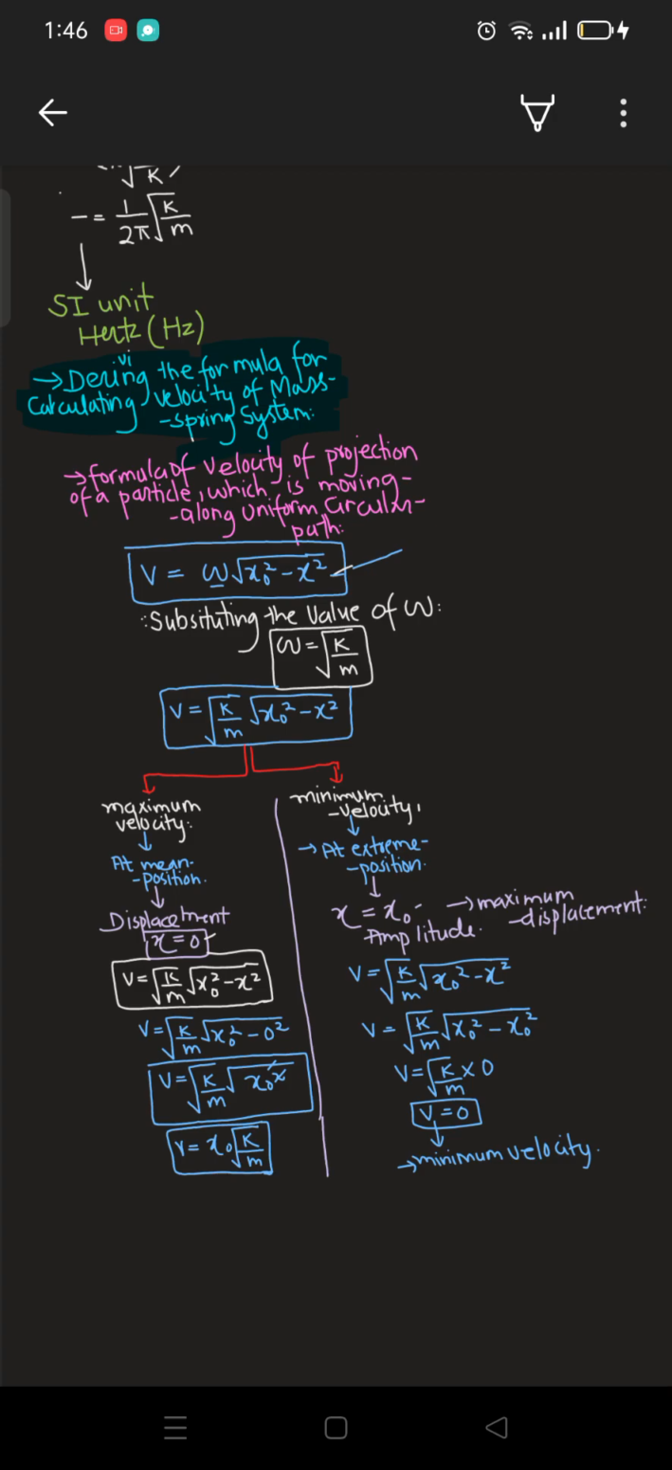Then we found the formula for finding the maximum velocity as well. We just put x is equal to 0, since we know that maximum velocity we can find at mean position. At mean position, our displacement would always be 0. So we just put x is equal to 0, x naught square cancelled with the under root. Now we have got x naught under root k by m.